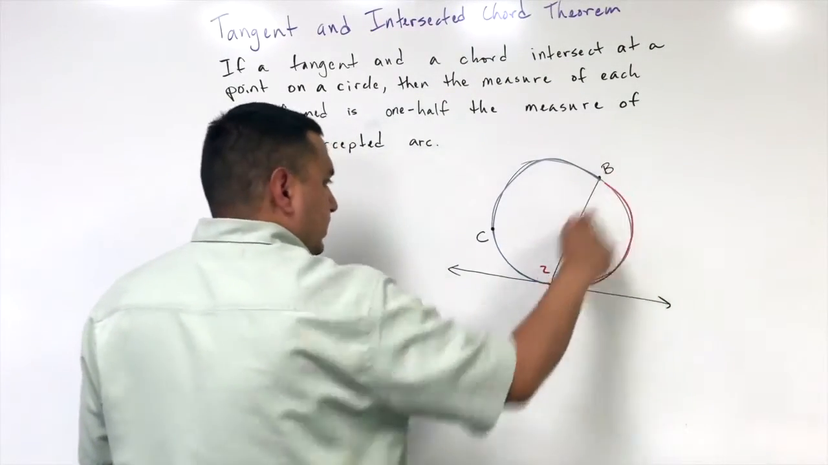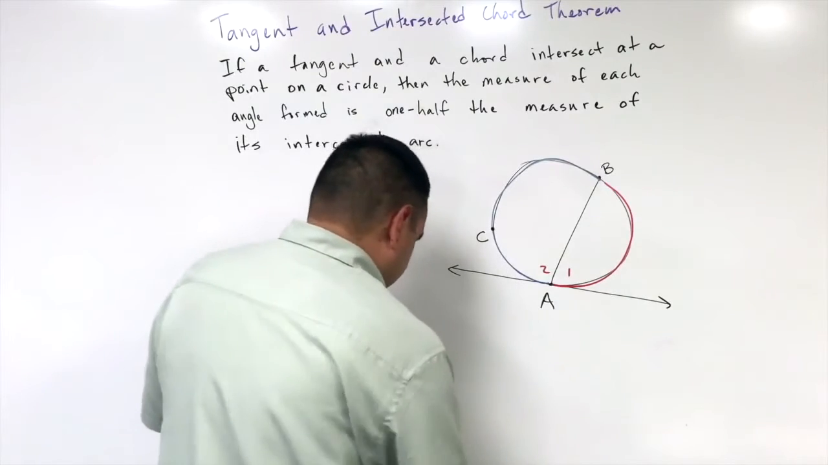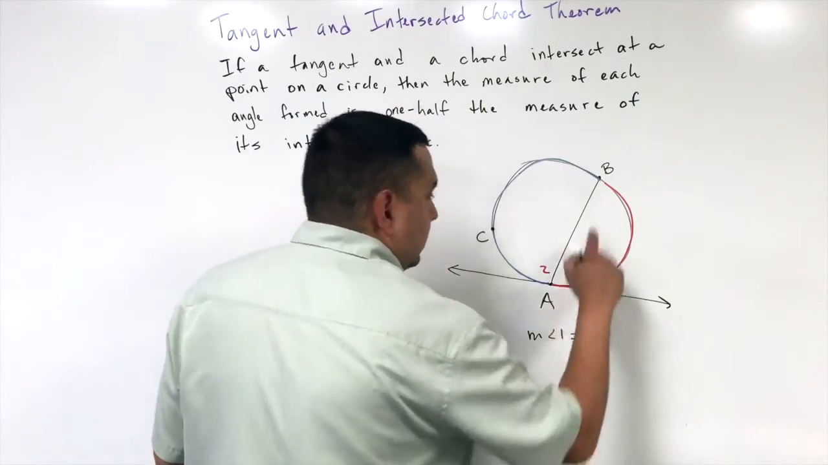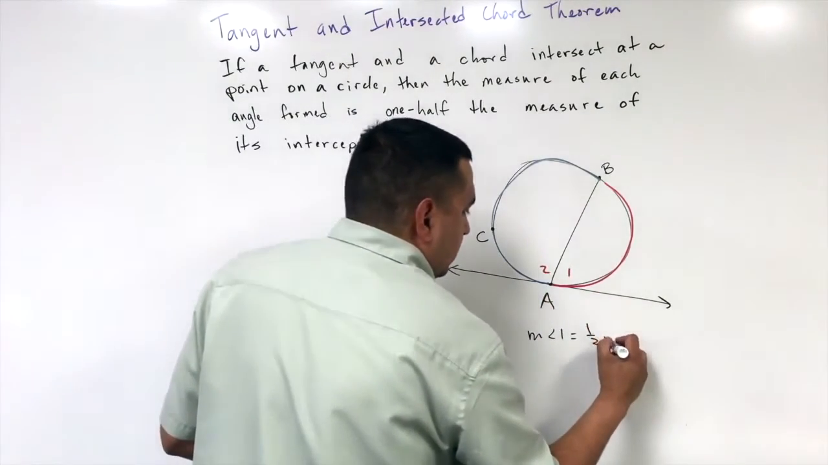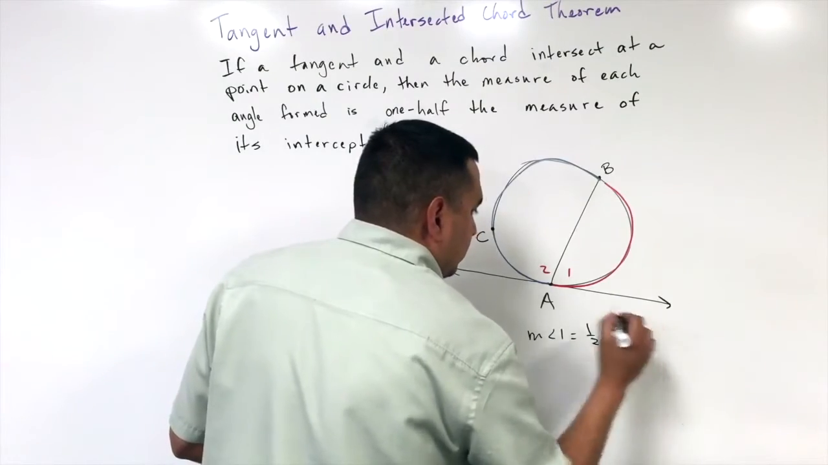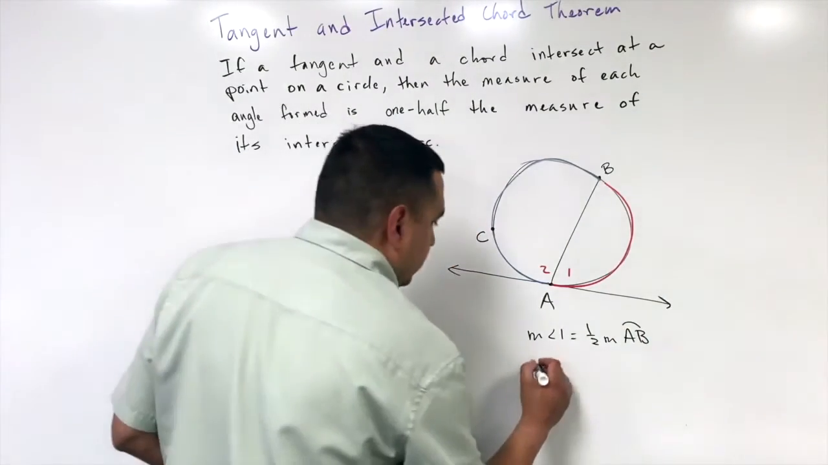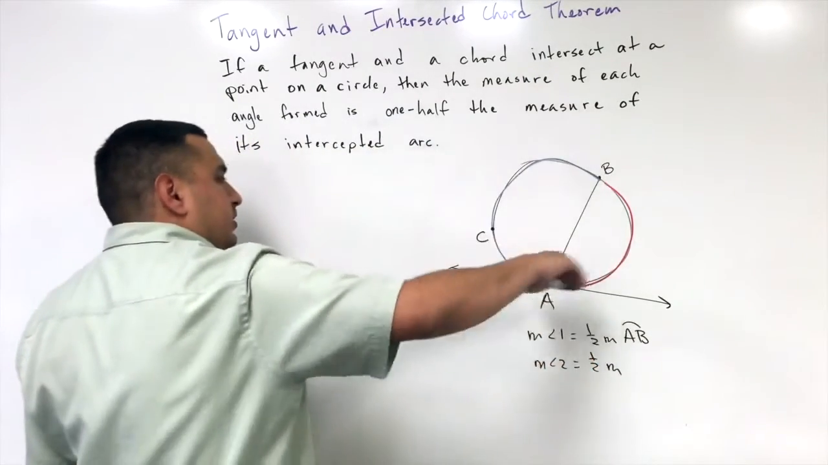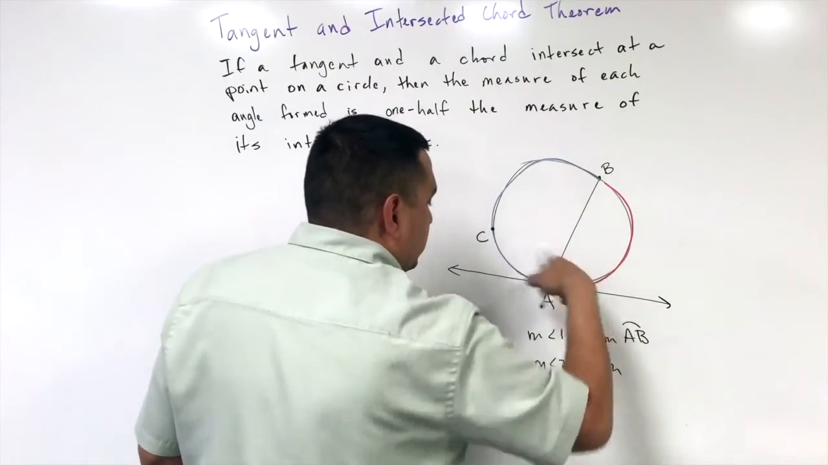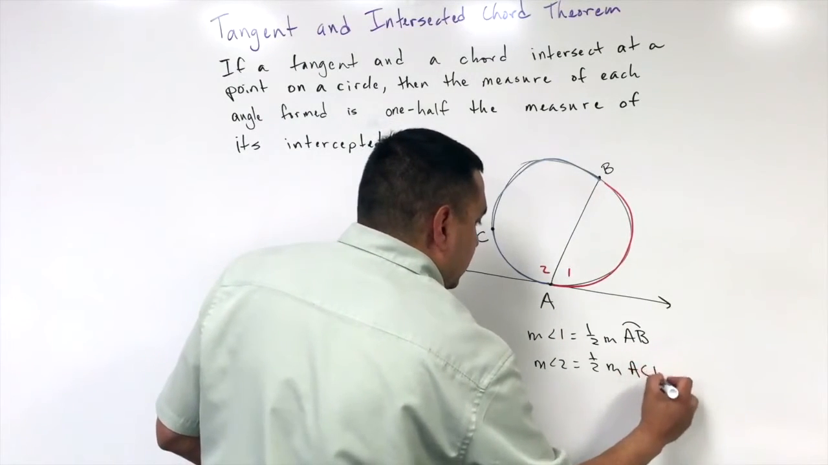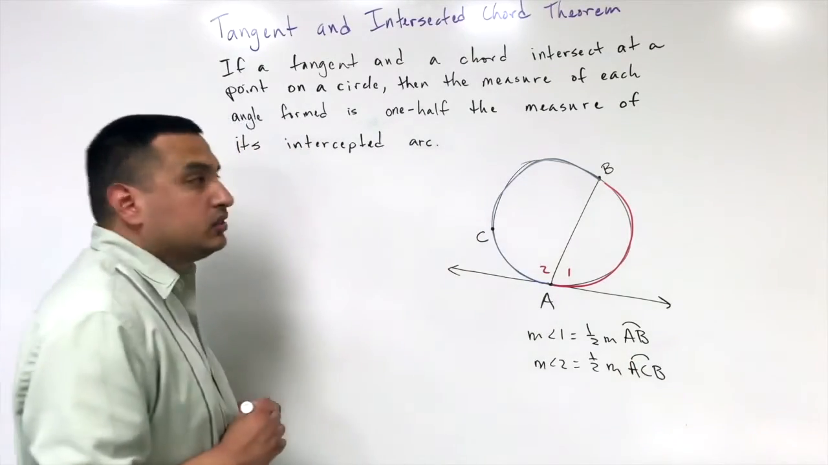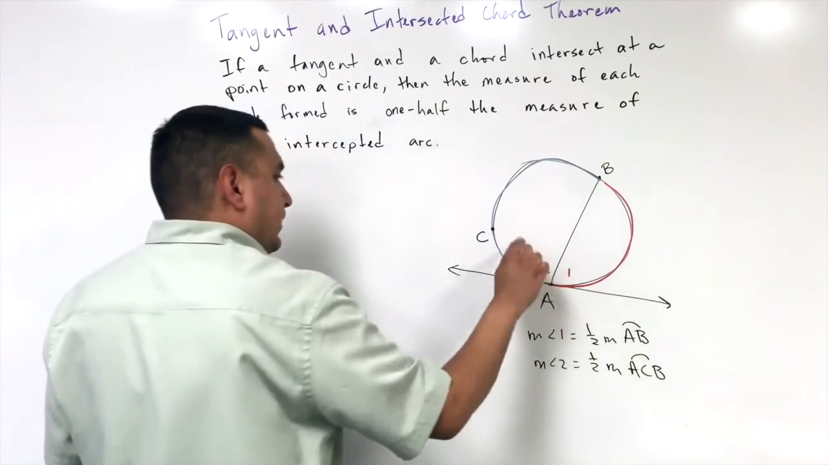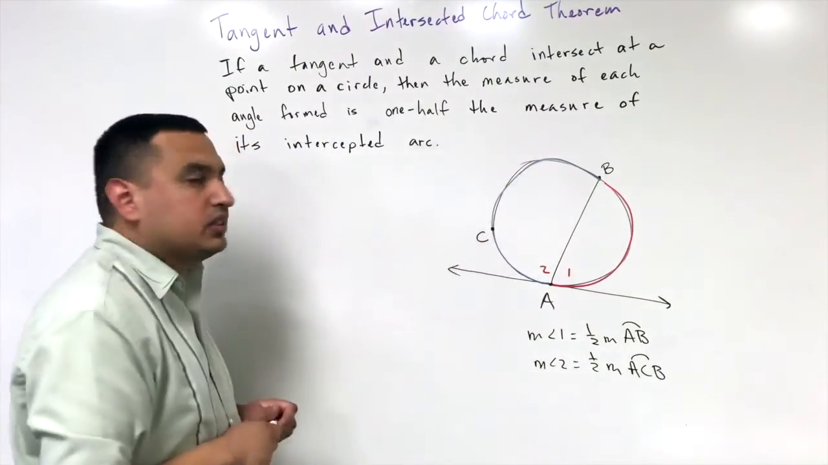Now what this says is that the measure of each angle formed. So this angle 1 over here on the right is 1/2 the intercepted arc, which is going to be arc AB. Going on this left side, the measure of angle 2 is going to equal 1/2 the measure of this intercepted arc on this side. This is the major arc, so we would have to call this ACB. So this theorem tells us that this angle is half of this arc, and this angle here is half of this arc on this side.